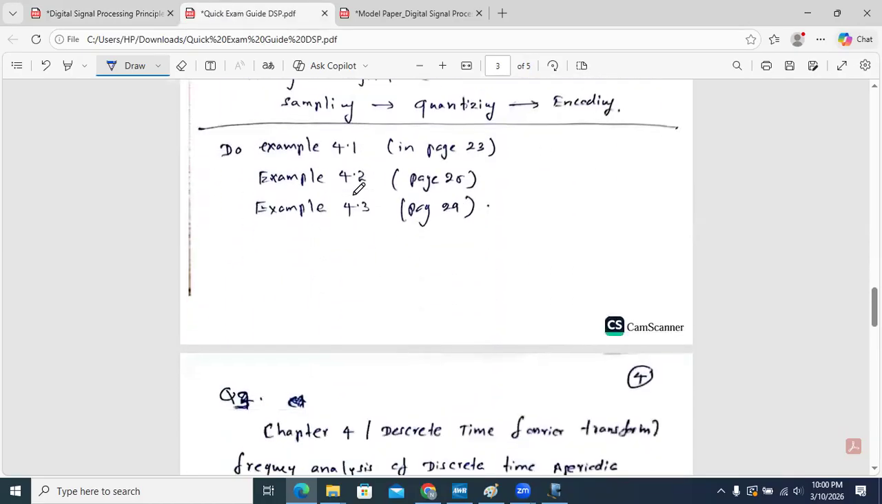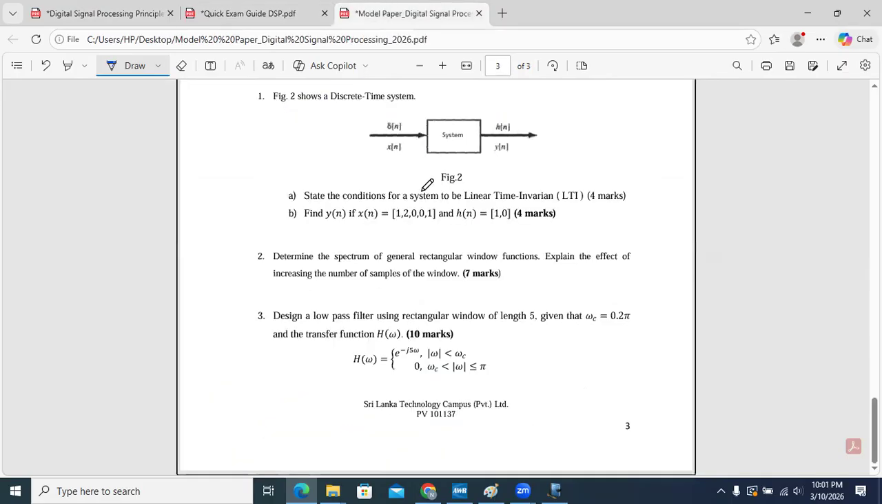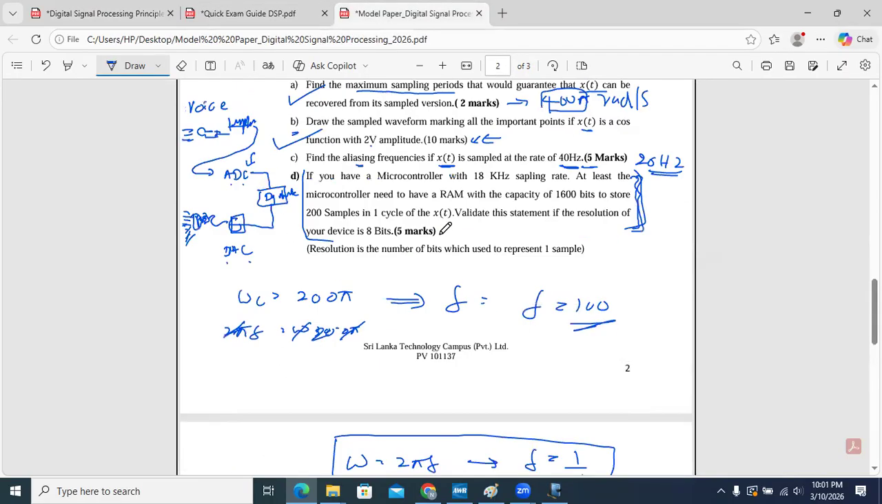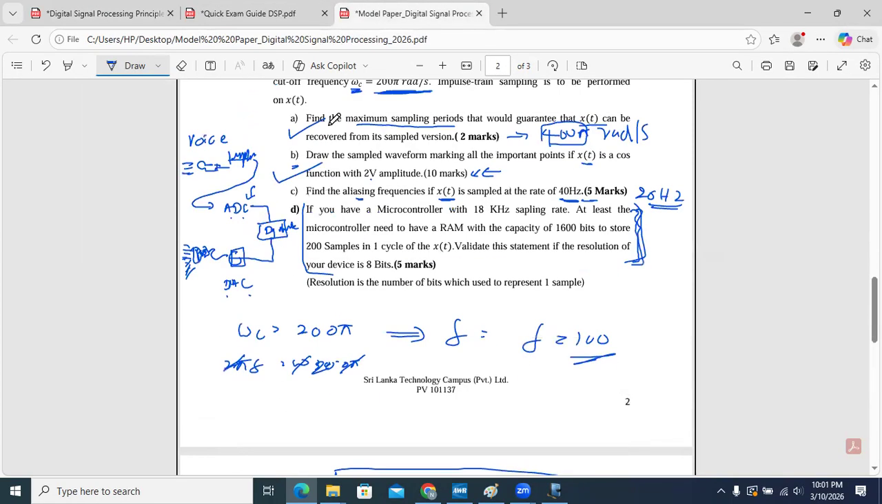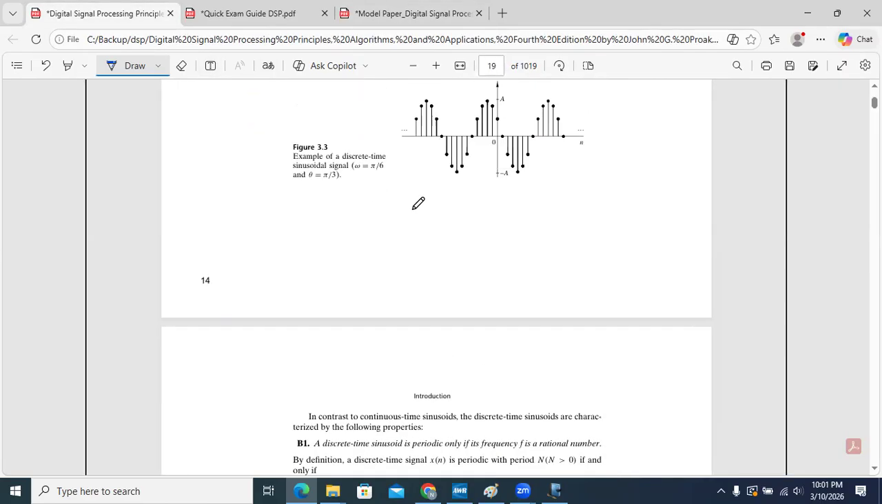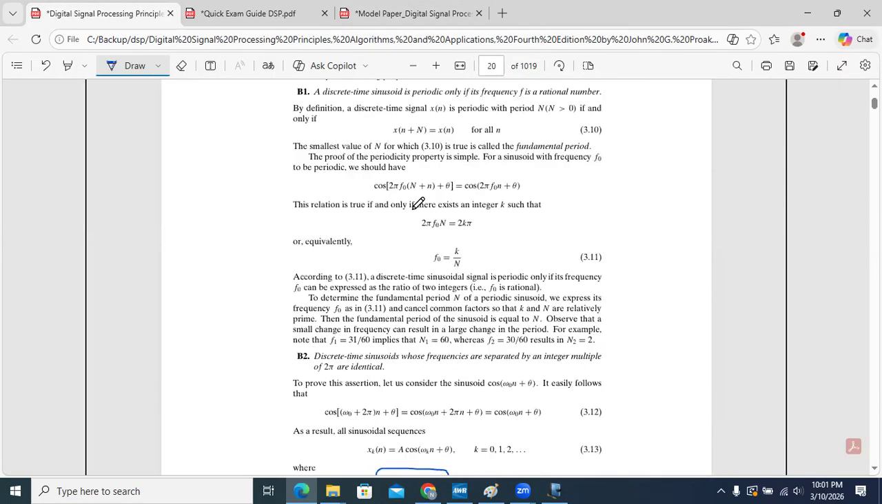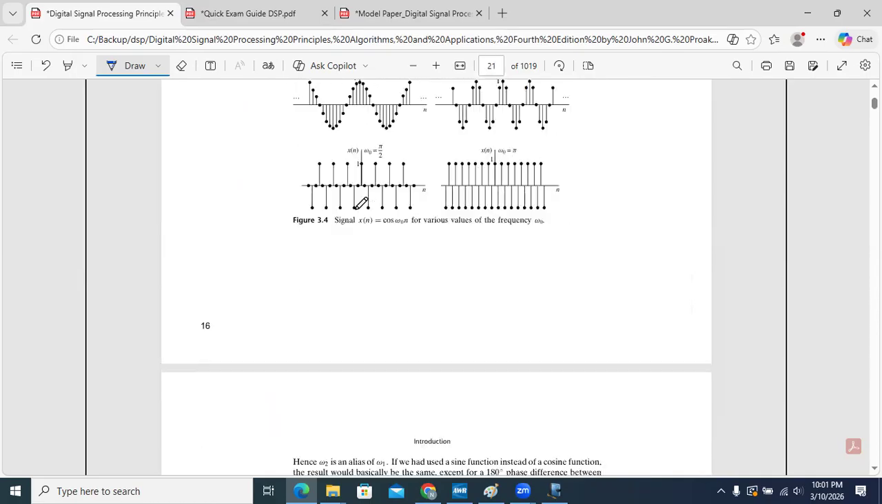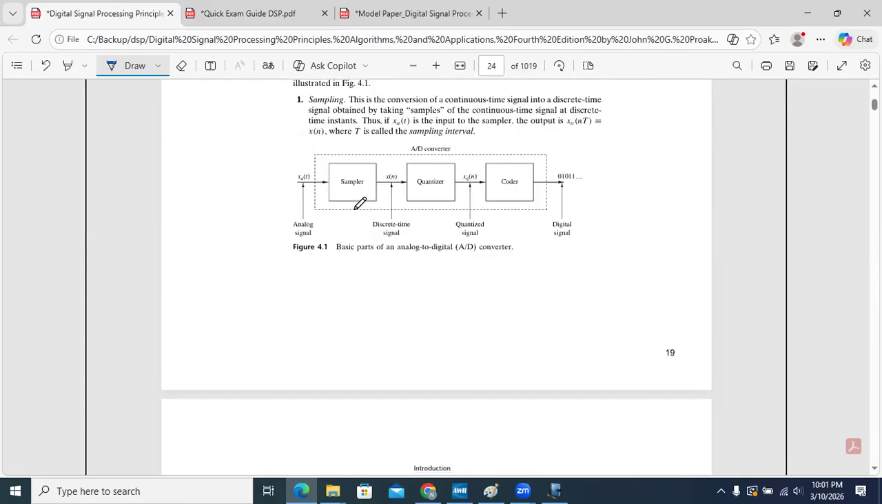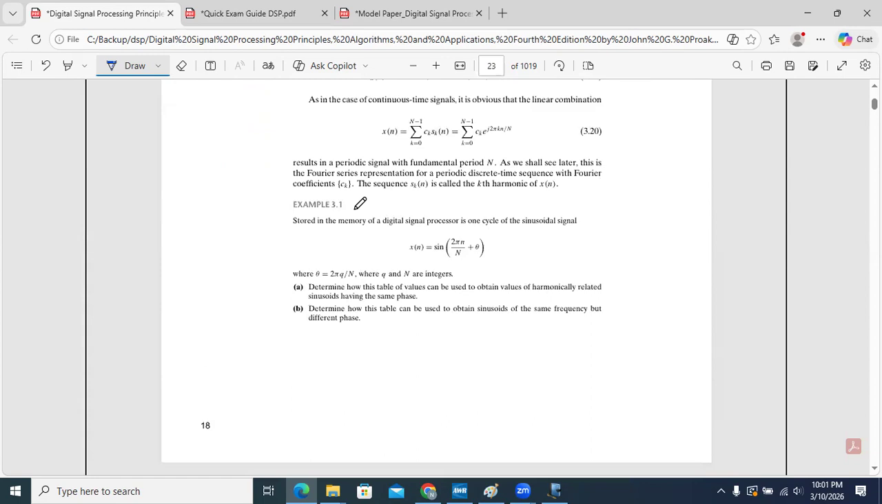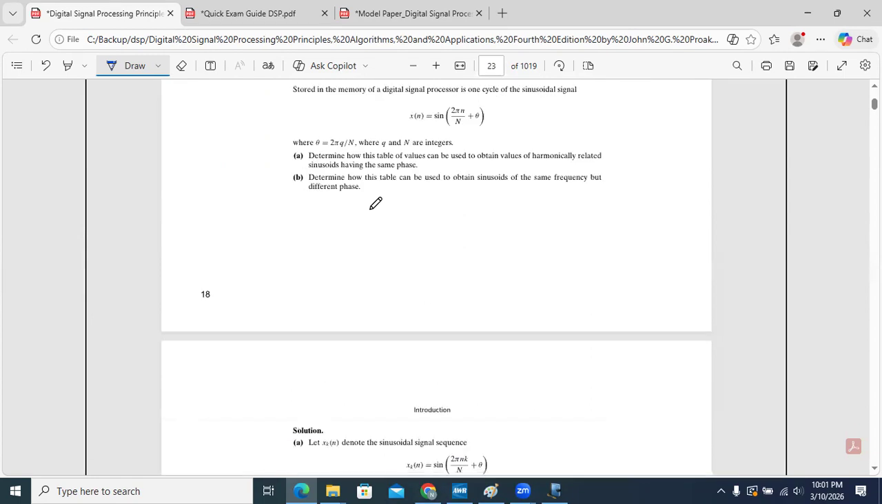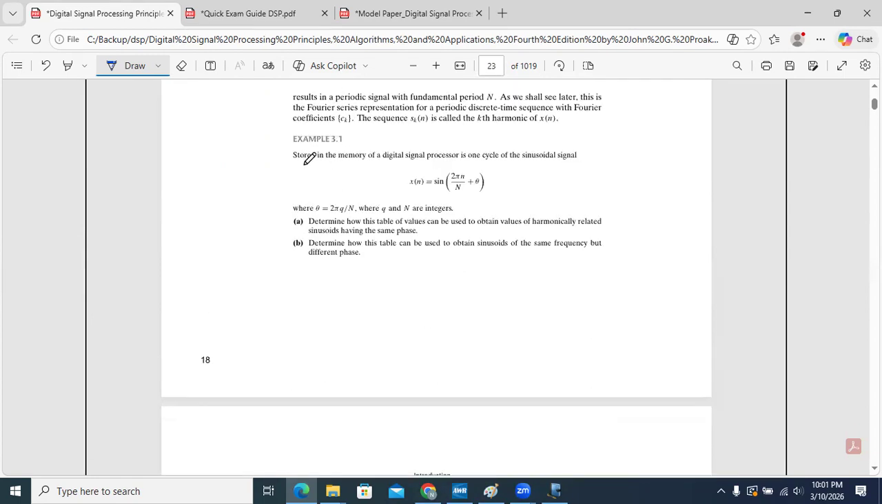Try to do these examples. I will show that example to you. You are asked to do these examples. Very identical questions will come. I think this one also I asked.